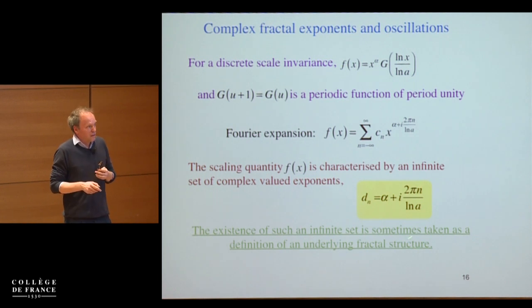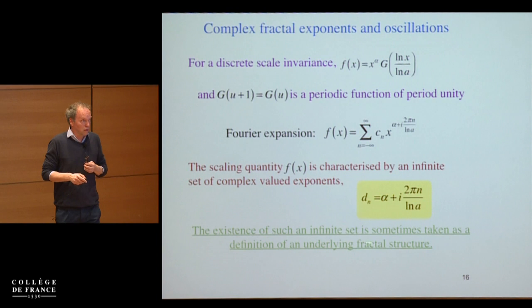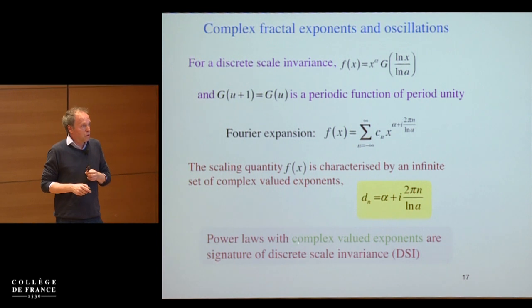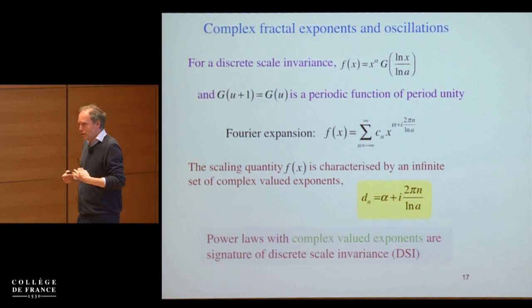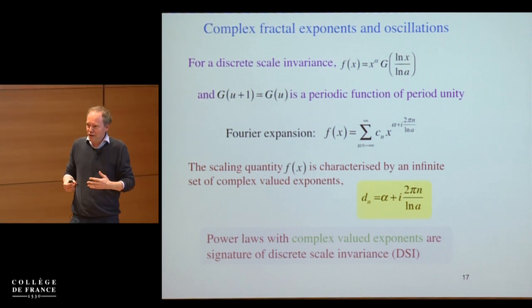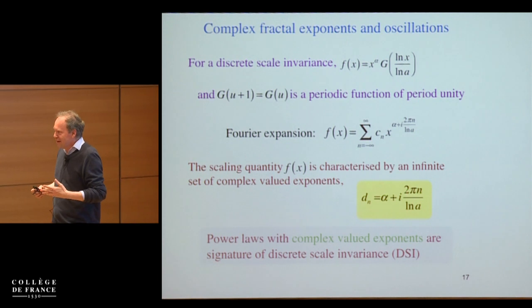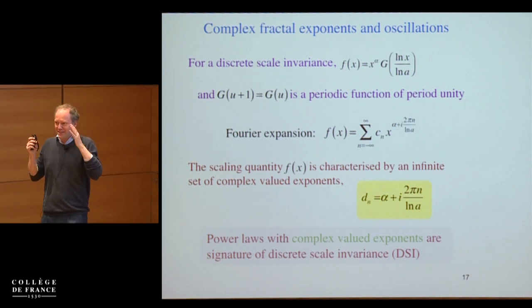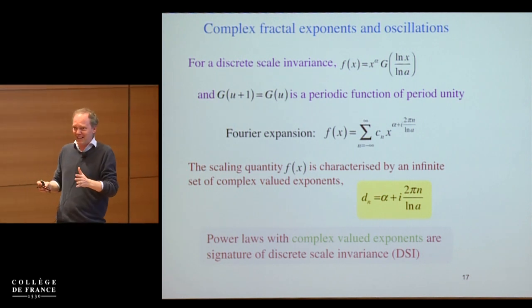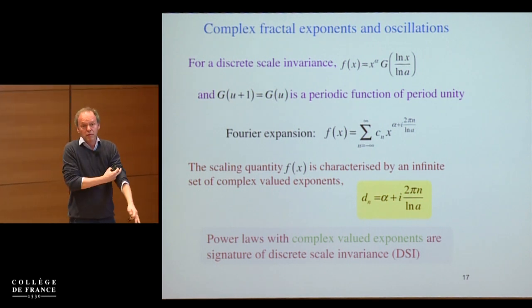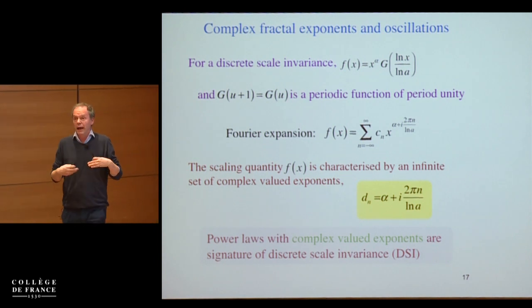This existence of such an infinite set is sometimes taken as a definition of an underlying fractal structure. And what we can say is that power laws with complex valued exponents are a signature of discrete scale invariance. So what I want to convey is just to imprint on you this instinct that each time that you see a complex valued exponent, you say, there is a fractal there, because Akkermans for 4 hours just told us that each time that there is a complex valued exponent, there is a fractal. So this is the idea, okay? And we will see some of them. Some are expected, but sometimes some are unexpected.